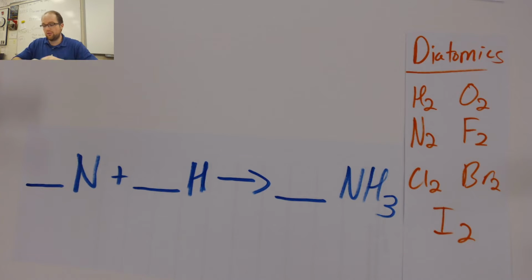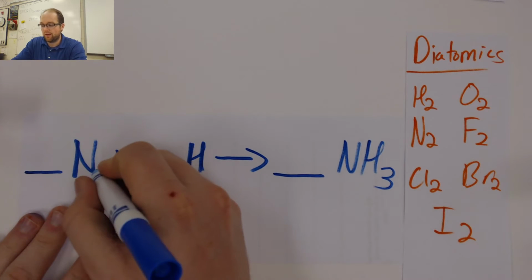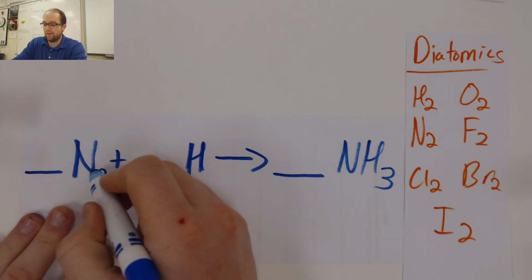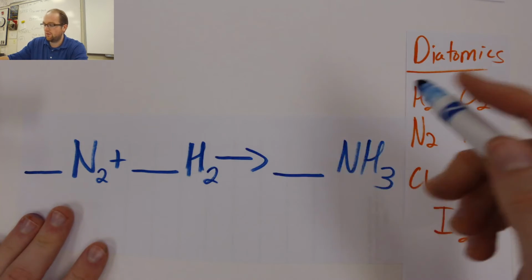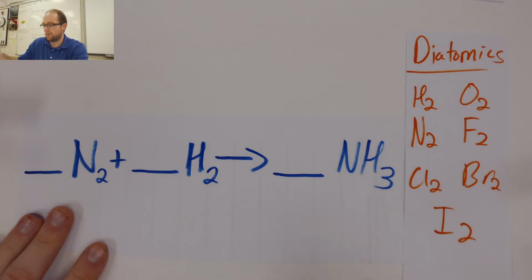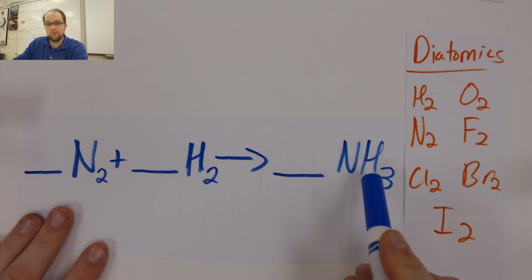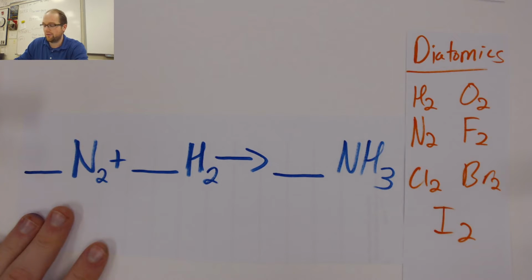So I want to make sure that whenever I write elemental nitrogen, like nitrogen by itself, it gets a 2. Same thing with the hydrogen. It also should get a 2. Same with any of these other elements when they're not paired with someone else. Notice how this nitrogen doesn't need a 2? That's because it's got the hydrogen hanging out with it.